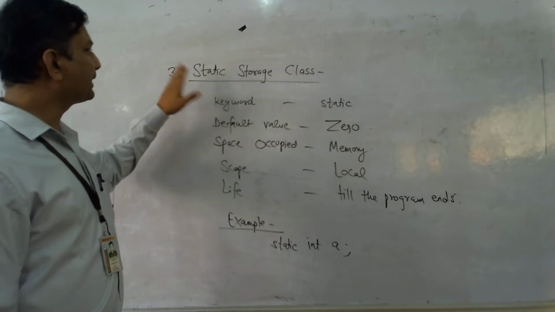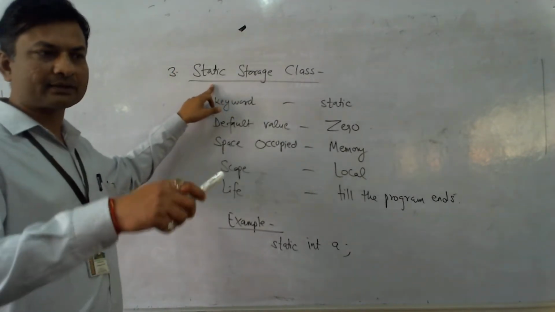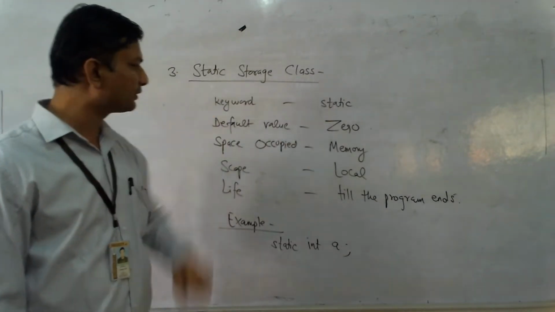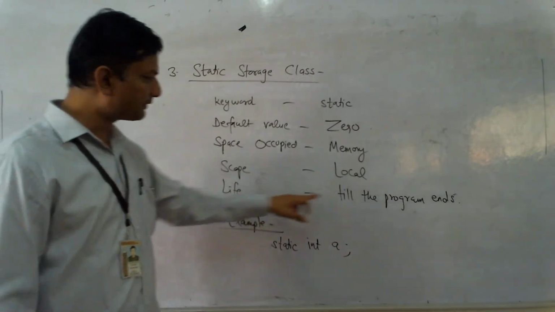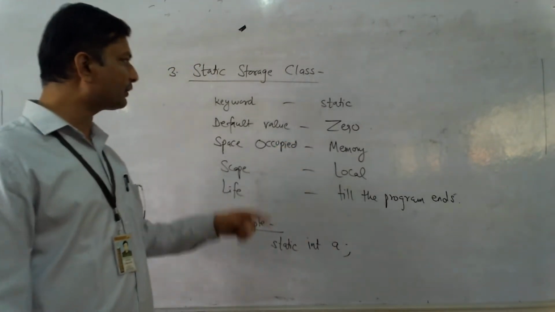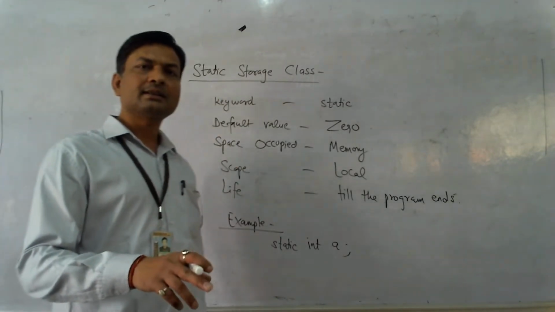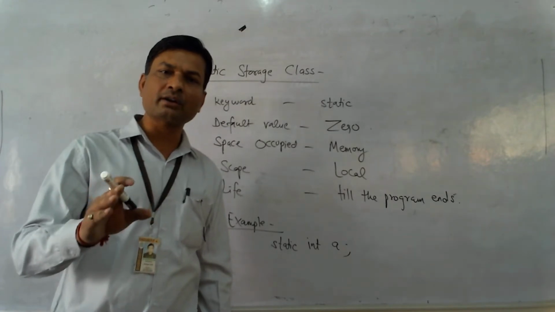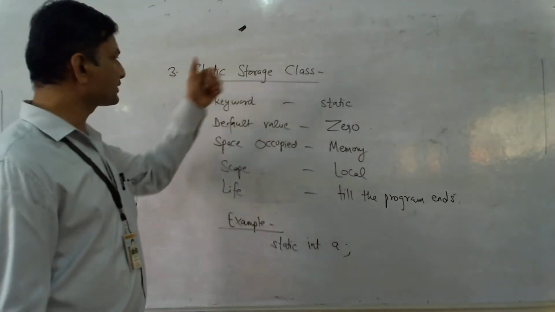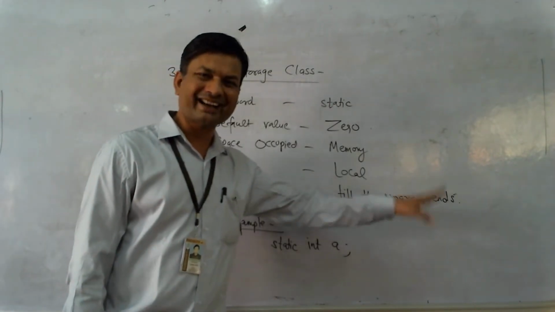So, if we compare static storage class with automatic storage class, we can see many differences, like default value is 0, scope is same, but the life is different. In automatic storage class, what is the life of a variable? The life is till the control remains in the block in which it is declared. But in case of static storage class, the life of the variable is till the program ends.